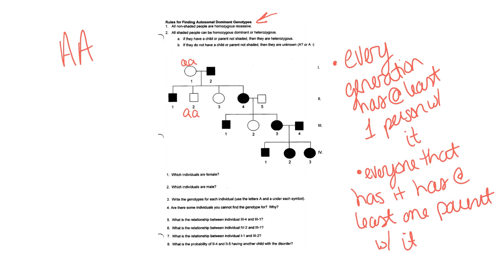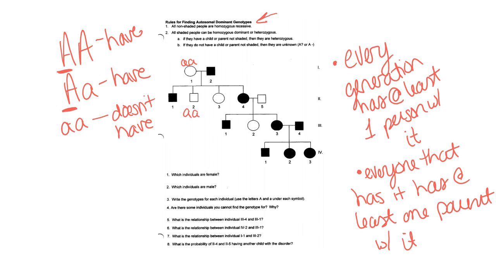If my 3 genotypes are homozygous dominant, heterozygous, and homozygous recessive, if this is a dominant trait, this person doesn't have it. This person has it. This person has it. So all the unshaded people that don't have the trait, they're homozygous recessive. And then we know that everybody that is shaded is going to have at least one dominant, right? Because this isn't incomplete dominance, this isn't codominance. This is normal dominant. So all it takes is at least one dominant to win.